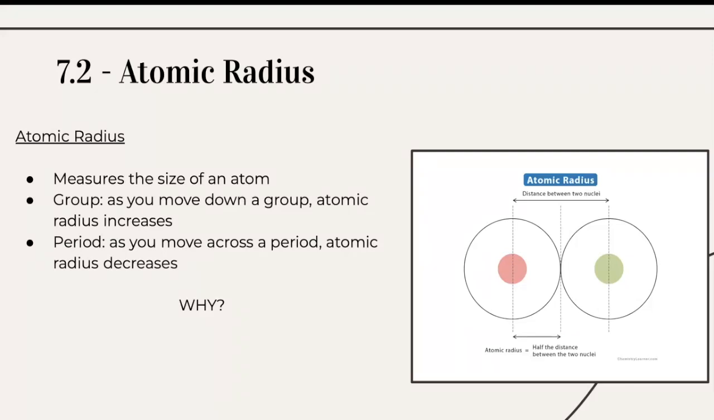When it comes to atomic radius, we're also able to notice some trends when moving down a group or across a period. As you move down a group, atomic radius increases. And as you move across a period, atomic radius decreases. And then it comes to this question: why?